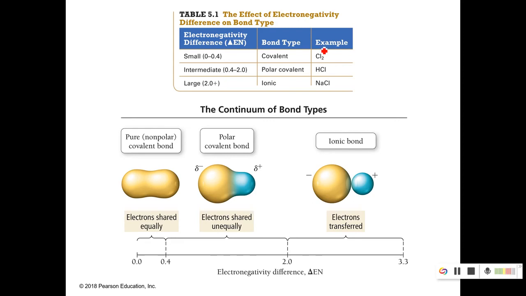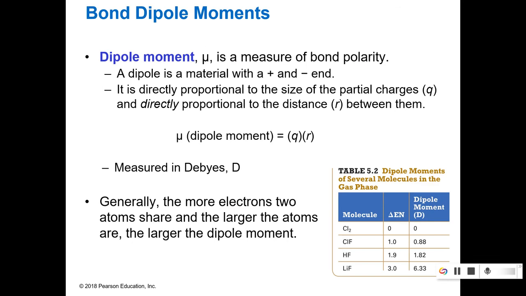So here, this is what I'm talking about for pure covalent. This is how you know. So Cl2, they are equal in electronegativity, so you know that they are nonpolar. HCl, though, those are different, and they're covalent, so they're polar. And then, again, when the electrons are so polar they've been transferred, they're ionic, metal and nonmetal.